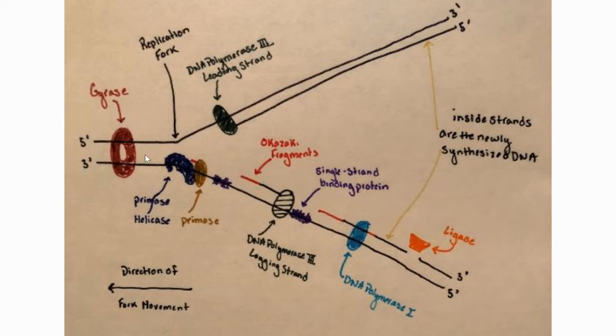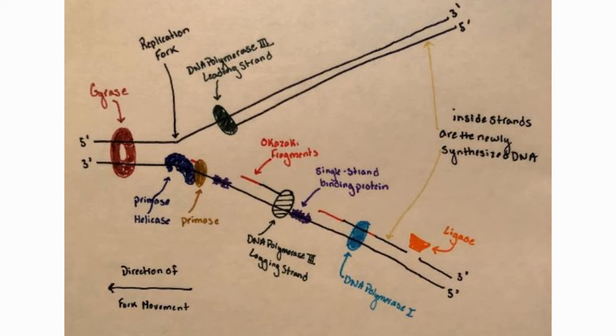Gyrase, which is this donut shape up here, is an enzyme that is a type of topoisomerase. Gyrase helps to prevent the overwinding of the DNA double helix ahead of the replication fork, as the DNA is opening up. It's done by causing temporary nicks in the DNA helix before it reseals them.